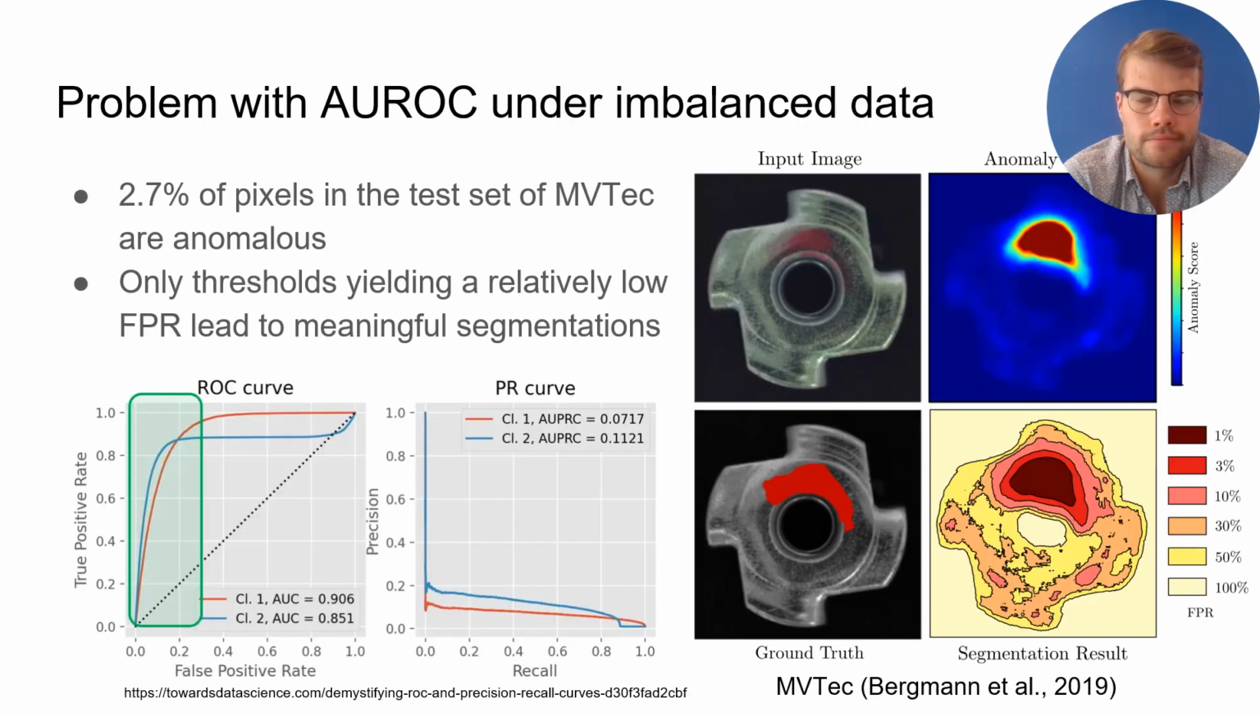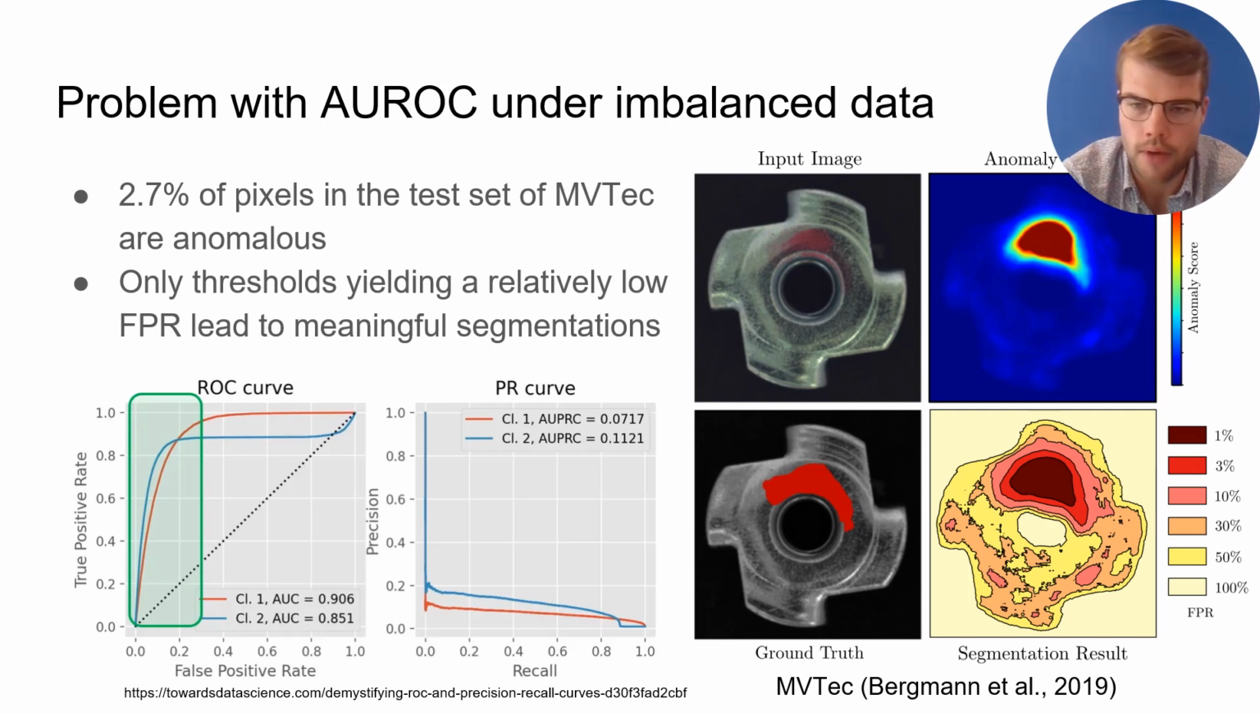The authors of PatchCore evaluate their method's performance using the area under the receiver operating characteristic curve. However, this metric has a problem under imbalanced data. 2.7% of the pixels in the test set of MVTec are labeled as anomalous. Therefore, only thresholds yielding a relatively low false positive rate on this curve will lead to meaningful segmentations.